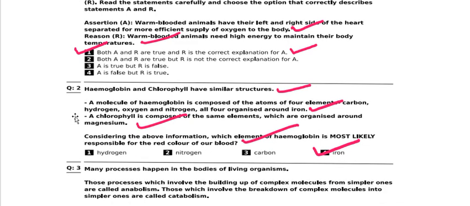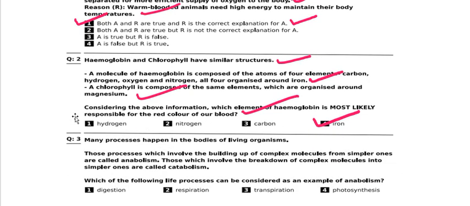The question number 3 from this chapter. Many processes happen in the bodies of living organisms. Those processes which involve the building up of complex molecules from the simpler ones are called anabolism. Those which involve the breakdown of complex molecules into simpler ones are called catabolism. Option we have digestion, respiration, transpiration, photosynthesis. I will go with photosynthesis, right?